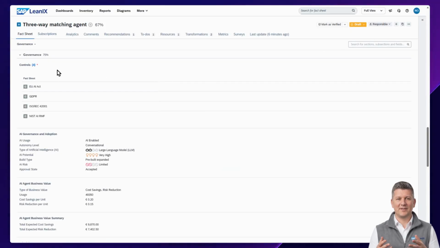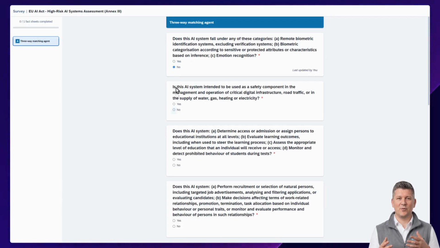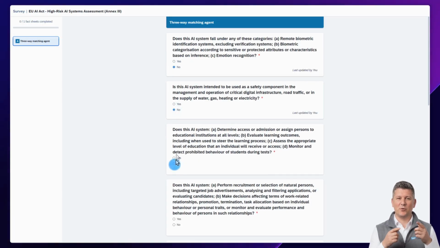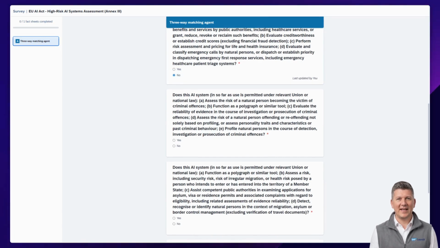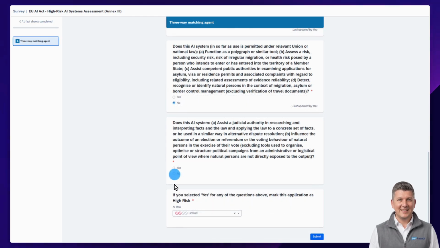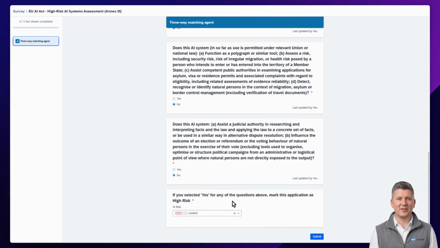From a risk and compliance perspective, governance is built in. Ava can align what controls are in place for this agent. She can track AI usage, autonomy levels, approval status, and overall risk classification. This can all be collaboratively collected through these integrated assessments, which are based on the most common regulations such as the EU AI Act, NIST, and ISO 42001. This provides a structured, auditable way to validate compliance. These insights feed directly back into the agent's profile, ensuring decisions are based on complete and current information.